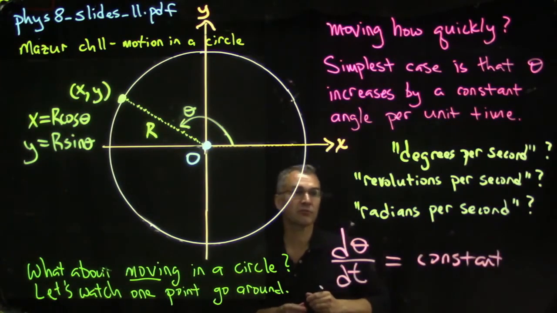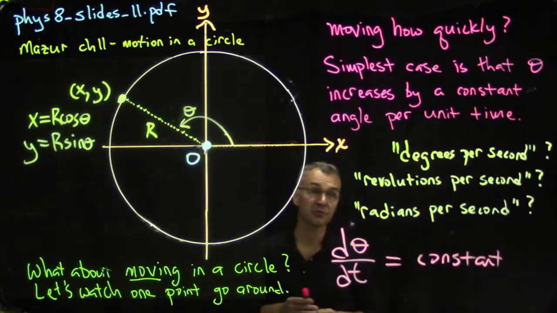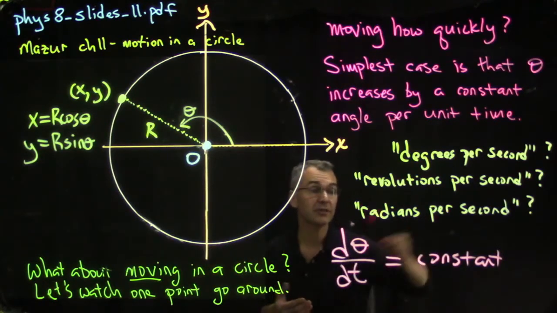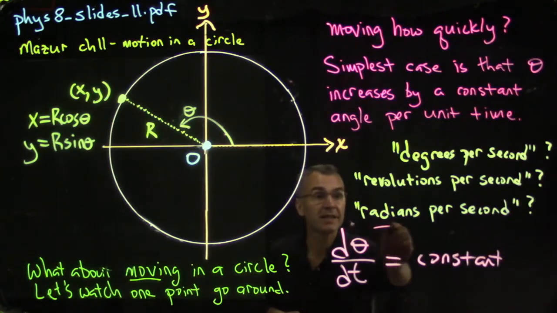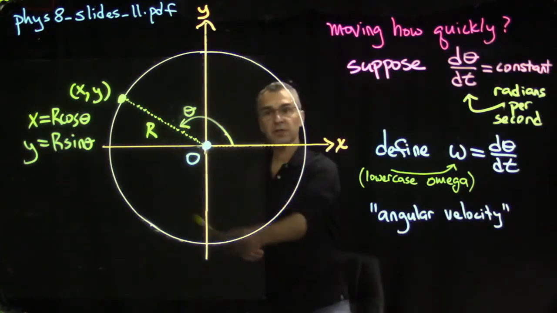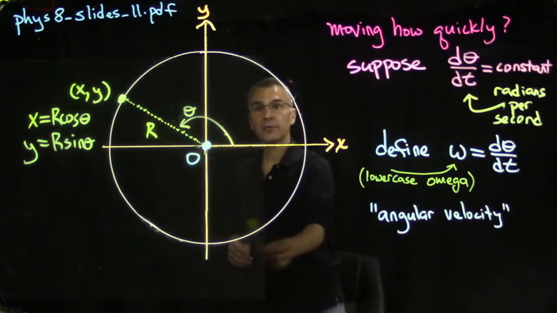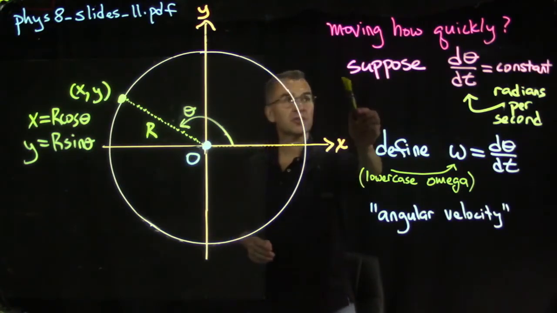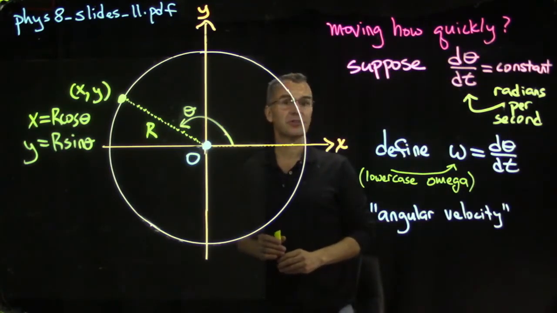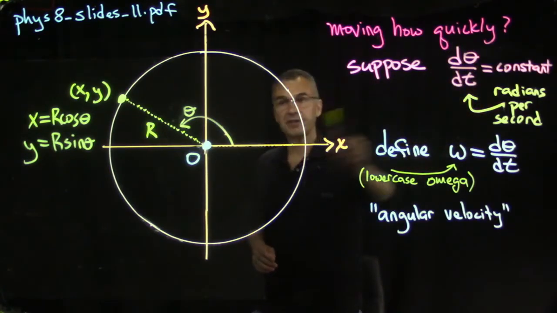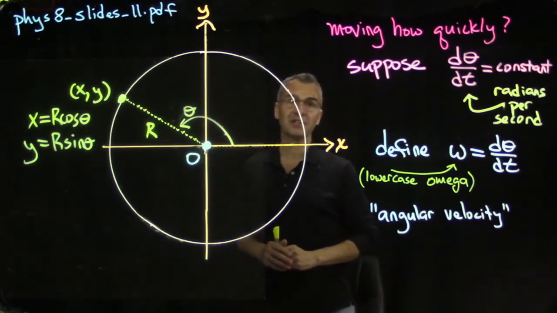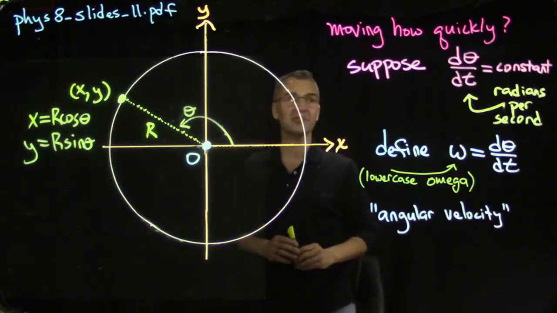Now, do we measure this rate of change of theta with respect to time in degrees per second or revolutions per second, maybe revolutions per minute or radians per second? We will see in a minute that radians per second makes the math work out most cleanly. So to say how quickly we're moving, we want to know the rate at which this angle theta changes. Initially, let's suppose that d theta by dt, the rate of change of the angle theta, is constant. We will measure theta in radians, so we'll measure its rate of change in radians per second.